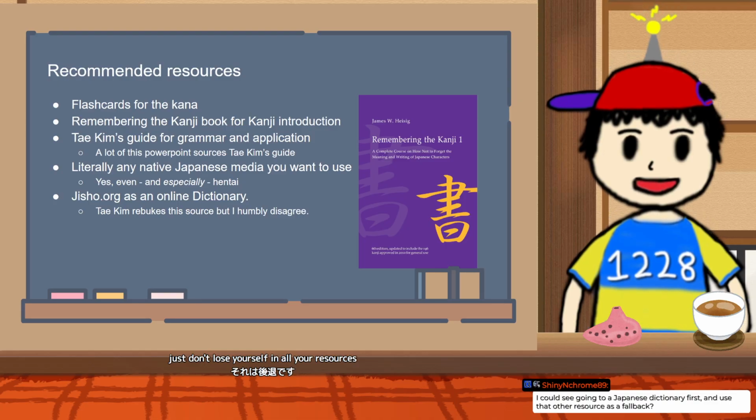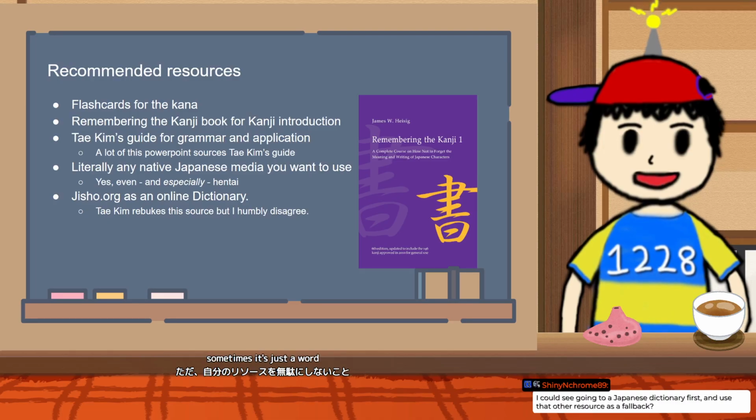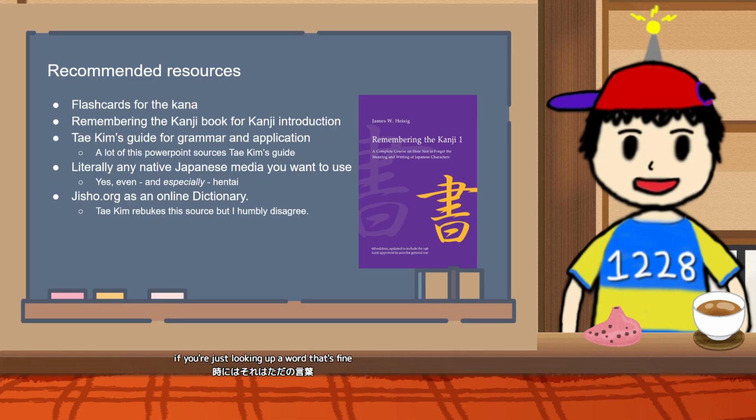They always have a description in English, but not a word. You know? Sometimes it's just a word. Like, if you're just looking up a word, that's fine. But those are the recommended resources that I personally recommend.